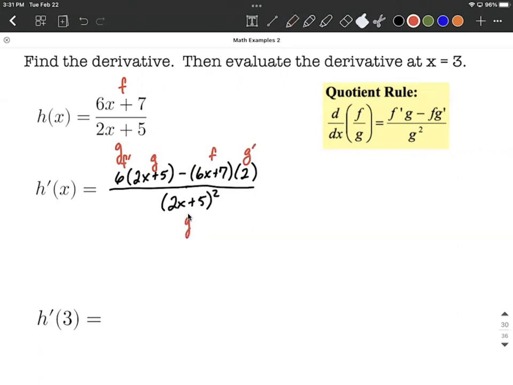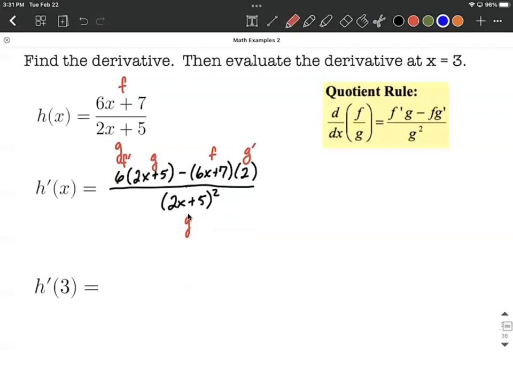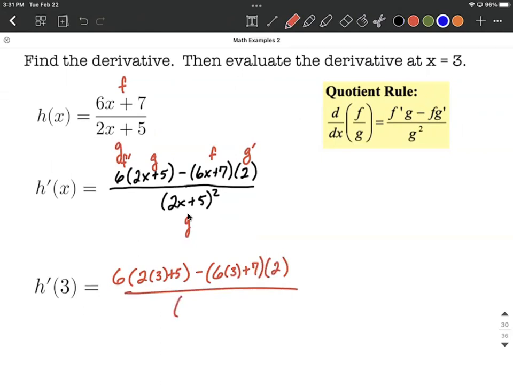All right, next, let's evaluate this at 3. So to evaluate it, what I want to do is replace each of the x's in our derivative with 3. So we have 6 times 2 inside the parentheses times 3 plus 5 minus next set of parentheses here. We have 6 times 3 plus 7. And then that's going to get multiplied by 2. And this is all over 2 times 3 plus 5 quantity squared.